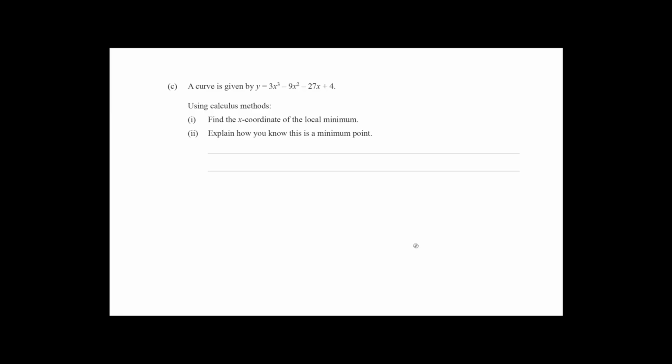All right, next one. A curve is given by 3x cubed minus 9x squared minus 27x plus 4. Using calculus methods, find the x coordinate of the local minimum. Okay, so if we find a maximum or minimum, we're going to be differentiating. And explain how you know this is a minimum point. So we're going to be differentiating again to find that.